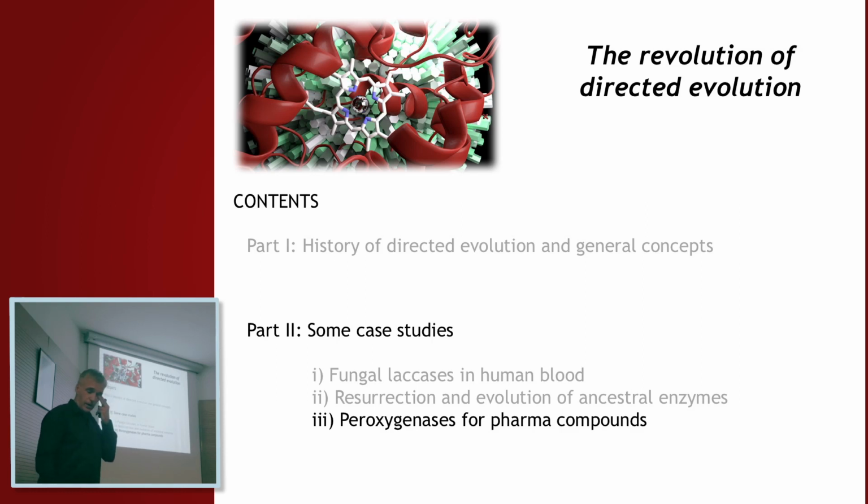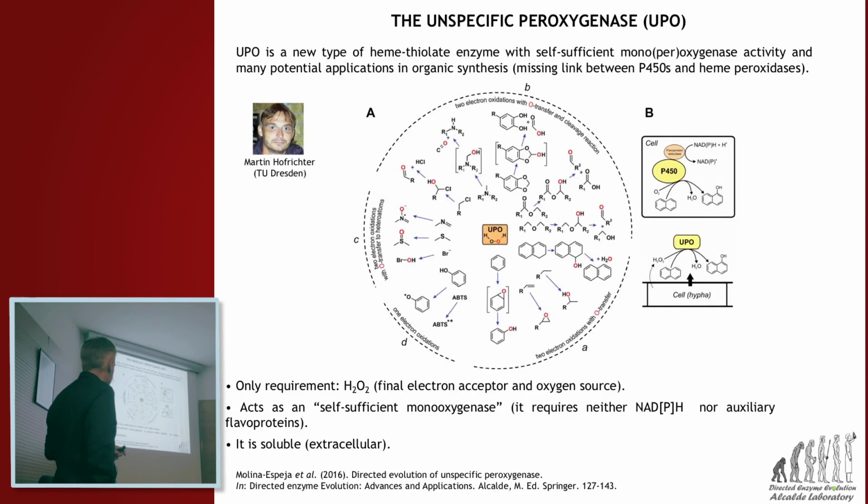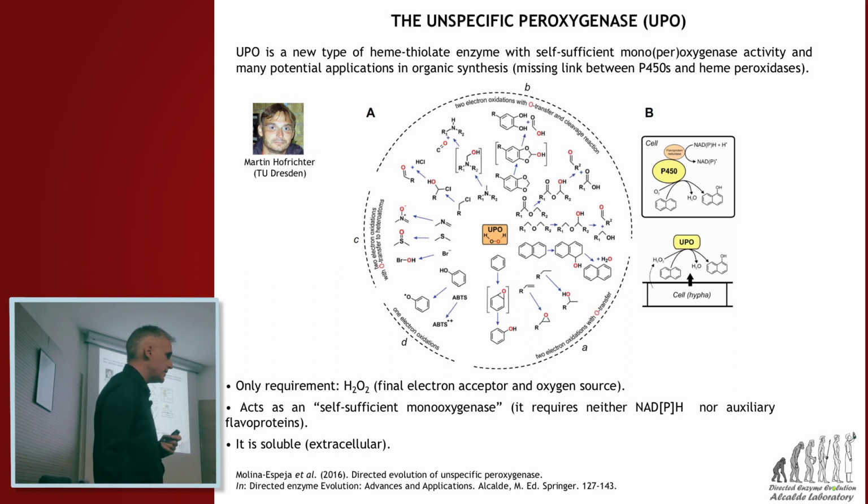And to finish my talk, I've chosen another example from my laboratory for the application of enzymes in the pharma industry: peroxygenases. These are right now our favorite enzyme in the laboratory. Peroxygenases were discovered by my colleague Martin Hofrichter from the Technical University of Dresden in 2004. Since their discovery they were considered by many as a chimeric protein between P450s and peroxidases, because they share the one-electron oxidation reaction of peroxidases, but also the characteristic properties of P450s in terms of organic synthesis.